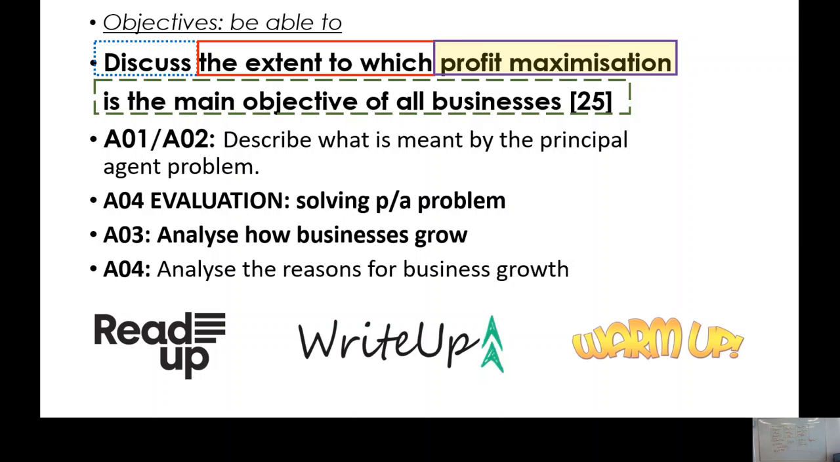Just a reminder of the three things we need to start getting into the habit of doing between lessons. The first activity is going to be read up. That's your reading activity, and if you haven't submitted that, you need to take a photo of that very quickly and submit that to me.